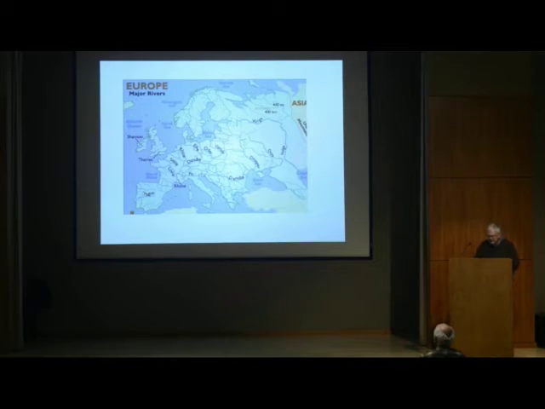Another interesting effect of glaciers happens in Europe. Notice the rivers, the major rivers in Europe. They generally point northwest. So you can look at the Loire, the Seine, the Rhine, the Meuse or the Maas flows through this area, Elbe.